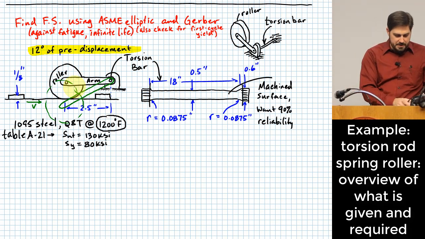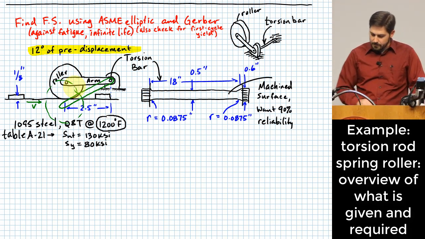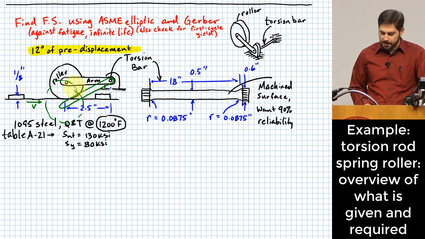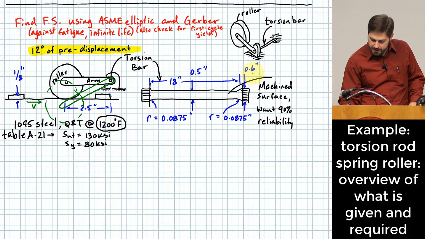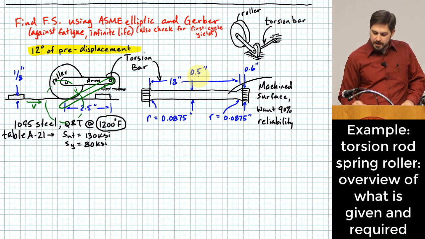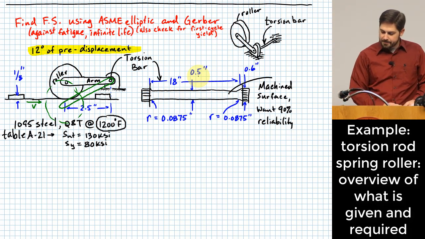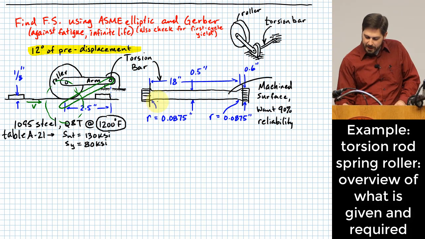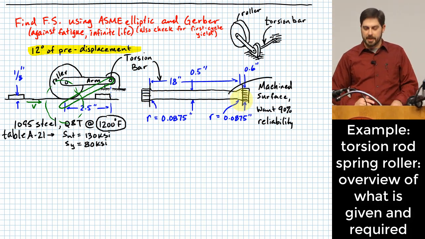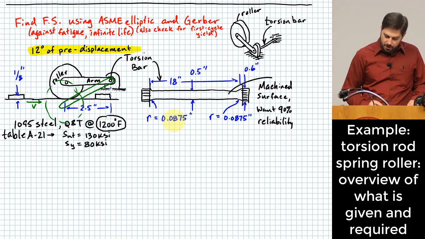We're given the dimensions there of the torsion bar. We're given the length of it. We're given a couple of diameters. Of course, the diameter there on the end is 0.6 inches. The diameter in the middle is 0.5 inches. It's got a machined surface on it. We want 90% reliability. We're also given that the little radius values where the diameter transitions from one size to another. We're given what those values are.